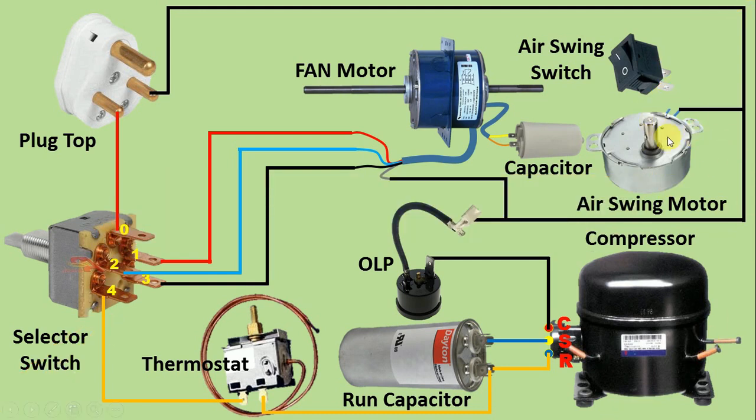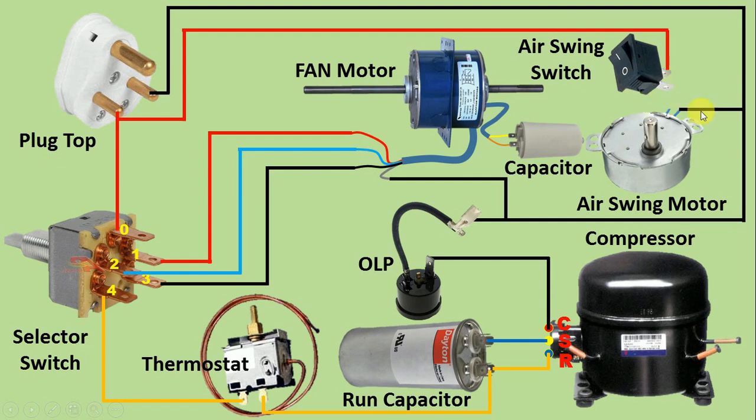Now friends, swing motor here, to this swing motor also we have to provide phase supply. For this what we will do, this plug top here from phase supply pin only or from 0 terminal of selector switch connect a wire, and to this switch provide input power supply. After this output terminal of this switch here, from this connect a wire, and to the swing motor connect phase supply. So friends, all the connections are now completed.